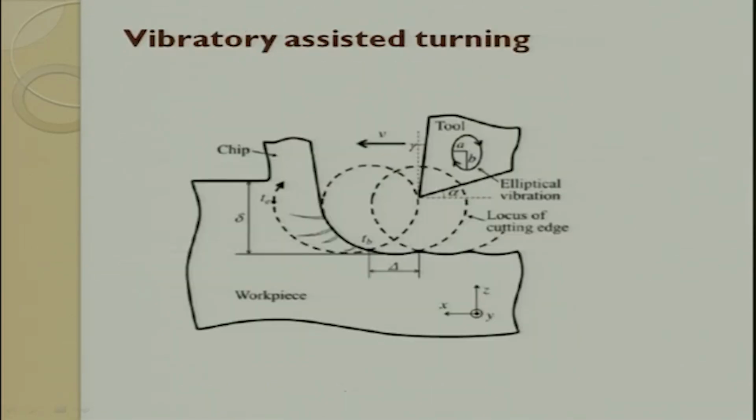So, what people have done is they have thought of various ways. One way of doing it is in turning itself: rather than having a continuous contact of tool and workpiece, why don't we try vibratory assisted turning. Vibratory assisted turning and vibratory assisted drilling are all used. They give a small vibration to the workpiece, and the vibration can be along the z direction or along the xy plane.